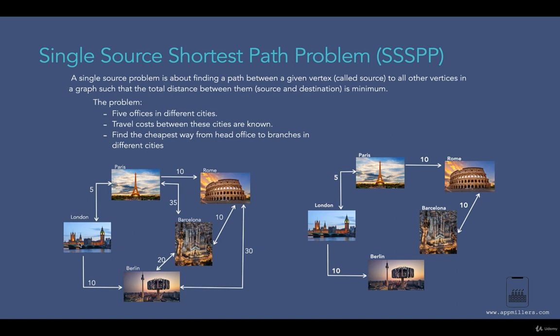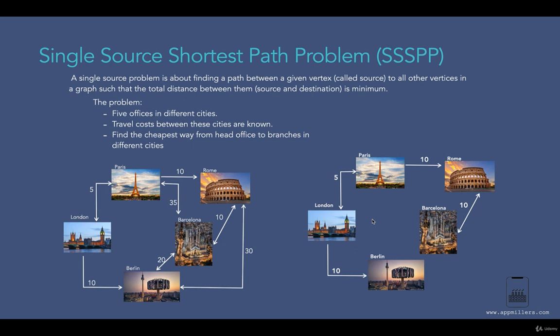As you can see, from London to Barcelona we have another way. For example, if I go through Berlin, the cost is 30, but if I go through Paris, Rome, and Barcelona, the cost is 25. So this means that this is the cheapest way. By solving this problem, we can get the answer like this by using 3 different cases.